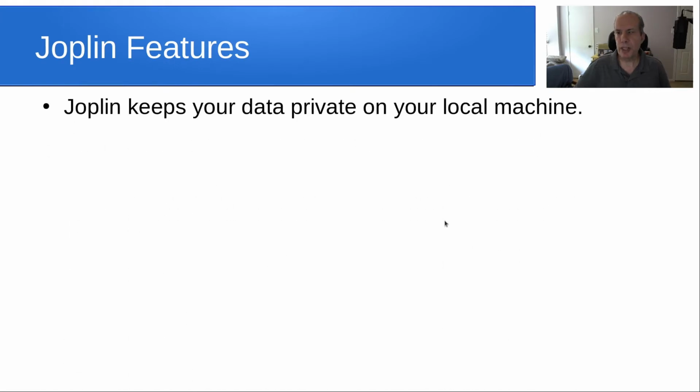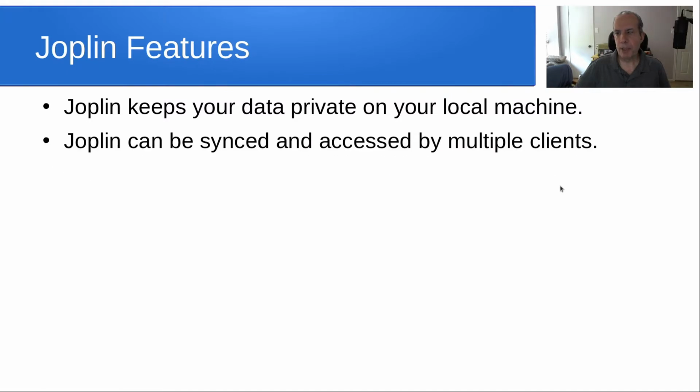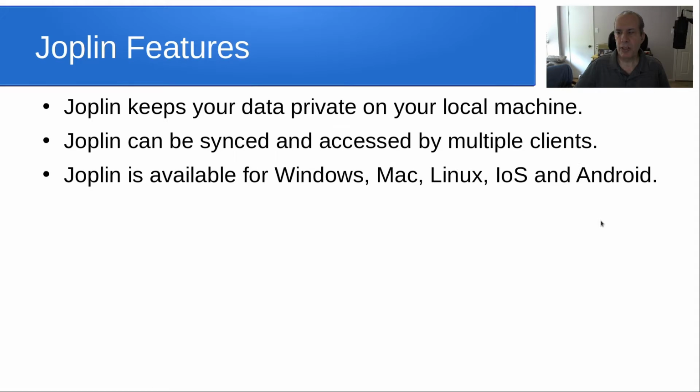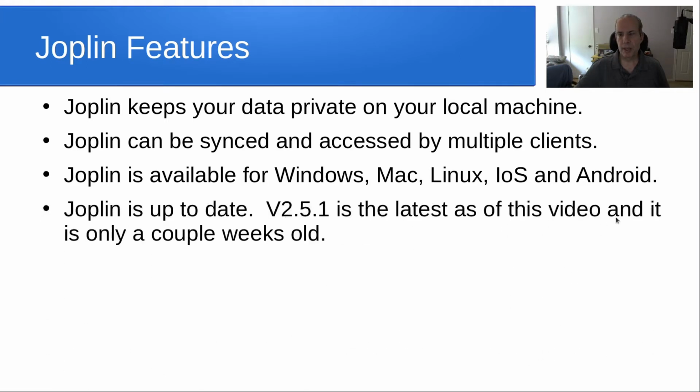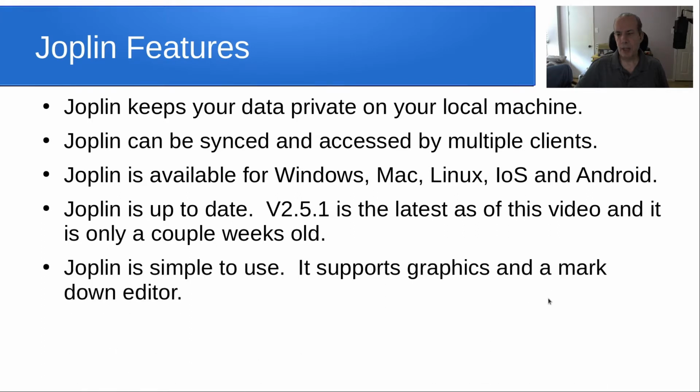So, Joplin keeps your data private on your own local machine. Joplin can be synced and accessed by multiple clients. Joplin is available for Windows, Mac, Linux, iOS, and Android. And Joplin is up to date. The latest Joplin client that I've got here is version 2.5.1, and it's only a couple of weeks old. Joplin is simple to use, it supports graphics, and it has a markdown editor.